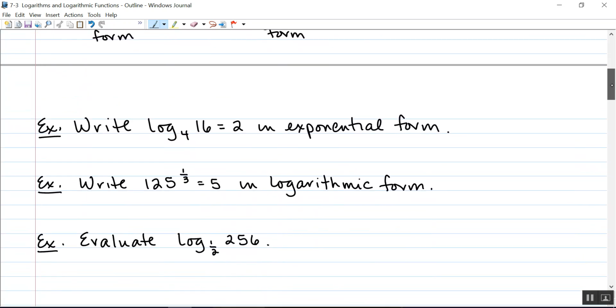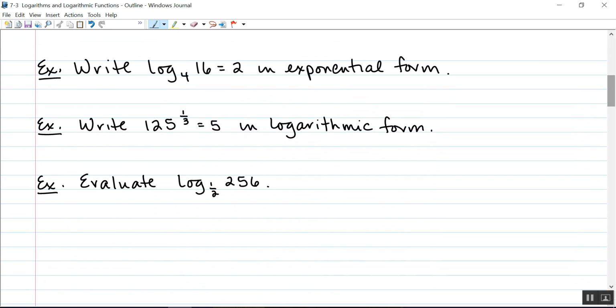Let's take a look at a couple examples here. We need to write log base 4 of 16 equals 2 in exponential form. Remember, this 4 is a subscript, so that's our base. The number to the right of the equal sign is my exponent, and it equals the large number that follows log. So log base 4 of 16 equals 2 means exactly the same thing as 4 to the 2 equals 16.